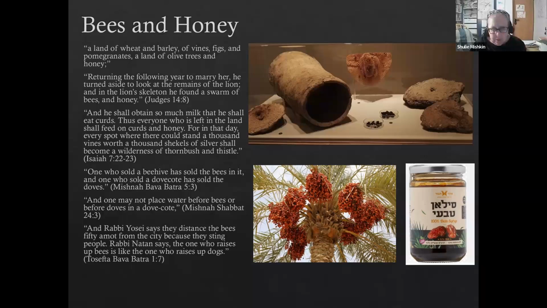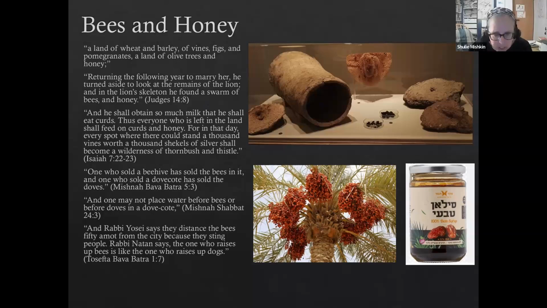A couple of months later, he's walking on the same path and he sees there's a beehive that's been made inside the carcass of the lion, and he eats the honey, and then he uses this weird situation as a riddle to the Philistines. So that's what you have here: returning the following year to marry her, he turned aside to look at the remains of the lion, and in the lion's skeleton he found a swarm of bees and honey, wild honey. Bees show up and they just make a hive.